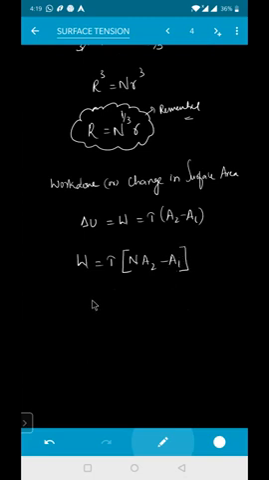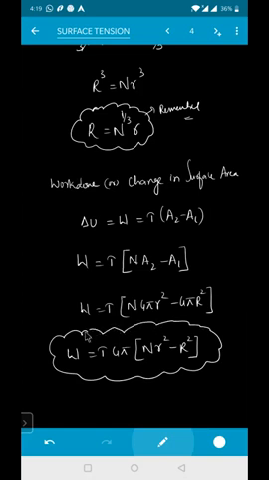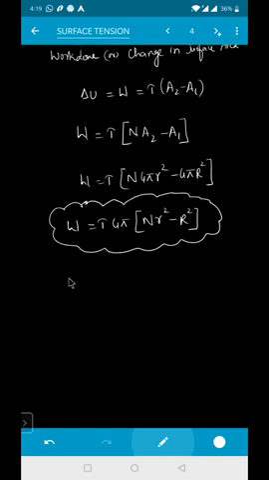Can I write like this? So W will be equal to T into n into 4 pi small r square minus 4 pi capital R square. So this work done will be equal to T into 4 pi, which becomes common, into n small r square minus capital R square. Can I write like this? Isn't it? So is energy released or absorbed when a bigger drop is being converted into smaller parts?